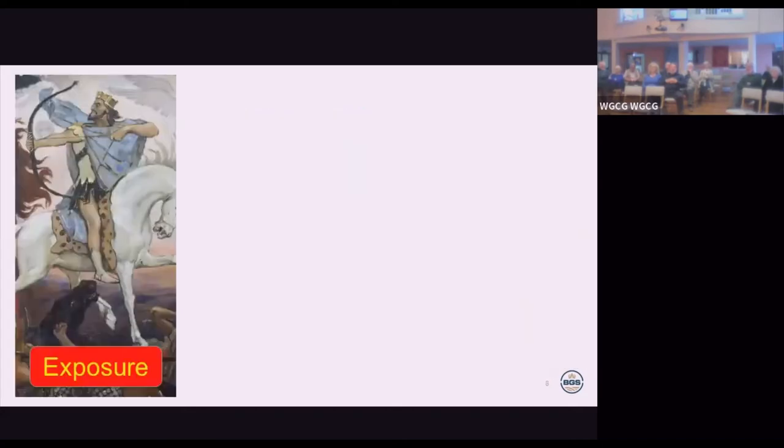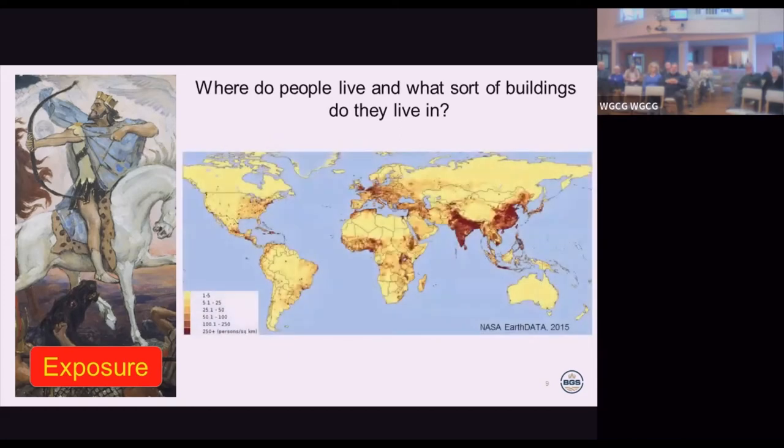So first, exposure. What do we mean by exposure? Quite simply, it's where do people live? Where are they? And what kind of buildings do they live in? We know the first one quite well. We've been producing maps of the world's population for decades now. This is a map from NASA using satellite imagery to map the population densities around the world.